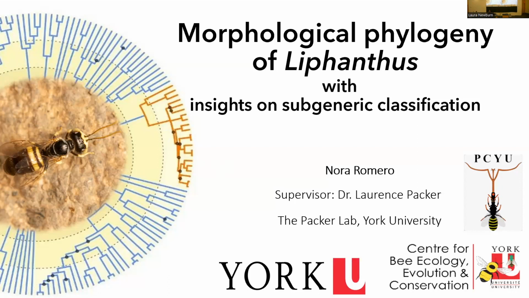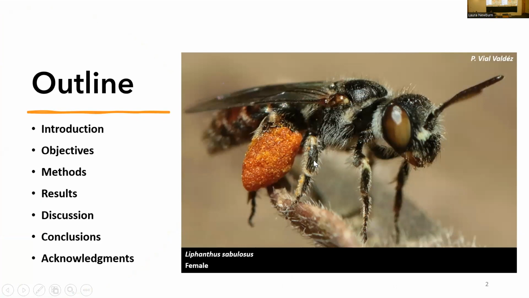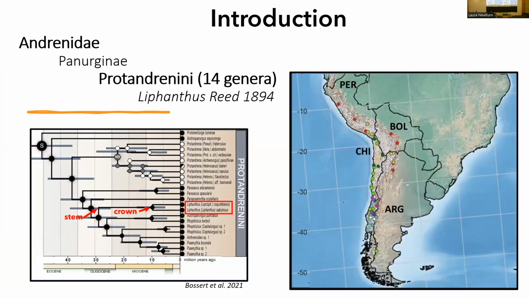I'm happy to present today my latest results on the morphological phylogeny of Liphanthus, with insights on subgeneric classification. This is the outline of my presentation. I hope you enjoy this talk. Before, I would like to give a little introduction on the bee genus Liphanthus. This is a group of solitary mining bees in the family Andrenidae, in the tribe Panurginae.